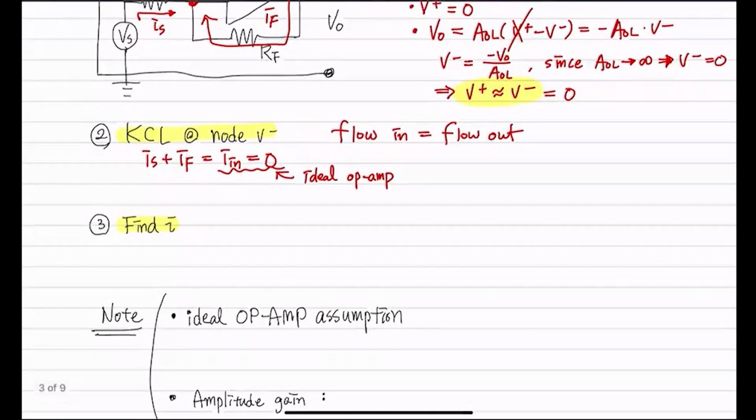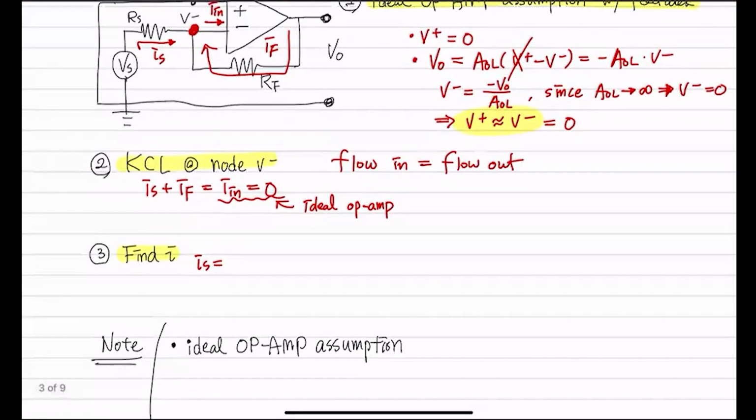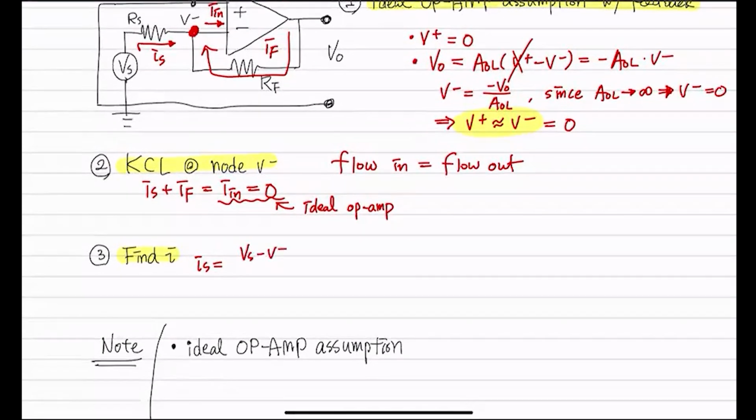So the next step is we find the Is. Is is nothing but Vs minus V negative divided by Rs, because you have two voltages and a resistor, so it's just Ohm's law, right? Super simple, isn't it? And for this one too, this is Vout, V negative, and we have a resistor. So If is Vout minus V negative divided by Rf.